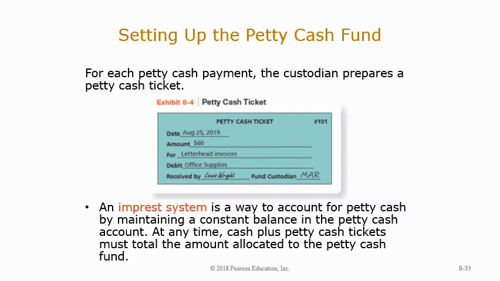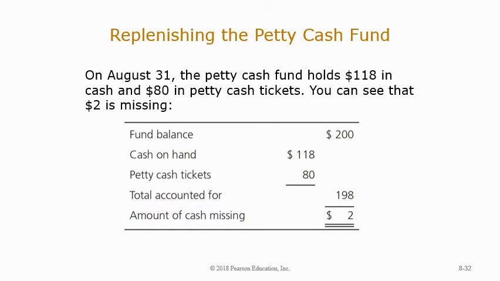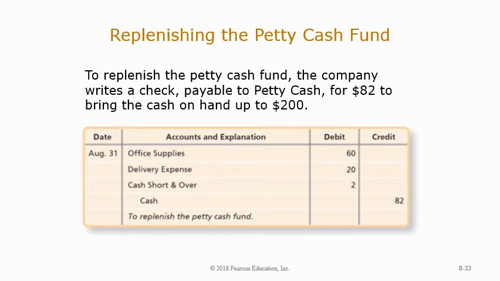In this case, on August 25th, $60 was used for letterhead, so it will come out of office supplies. On August 31st, the petty cash fund holds $118 in cash and $80 in petty cash tickets. You can see that $2 is missing. On August 31st, they did a balancing of the petty cash fund, and they found that they were short $2. This does happen quite frequently with petty cash, and so we're going to find out what to do about this.